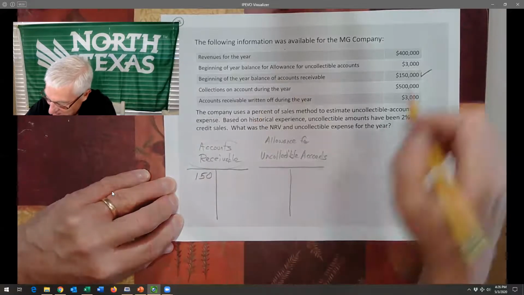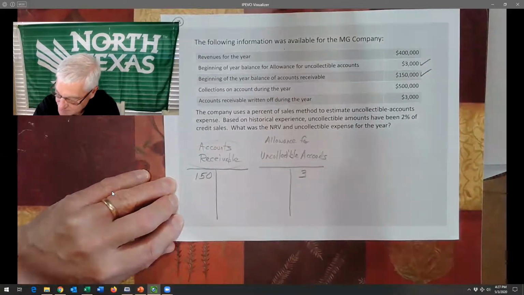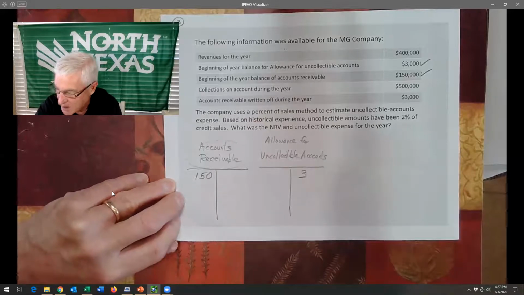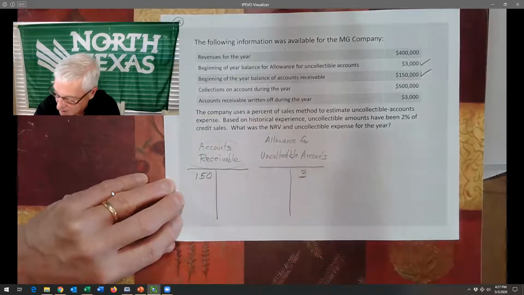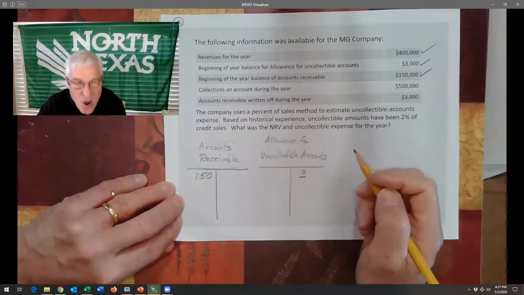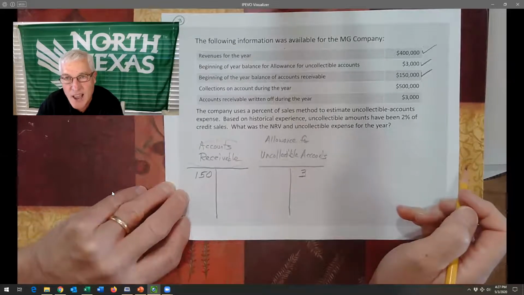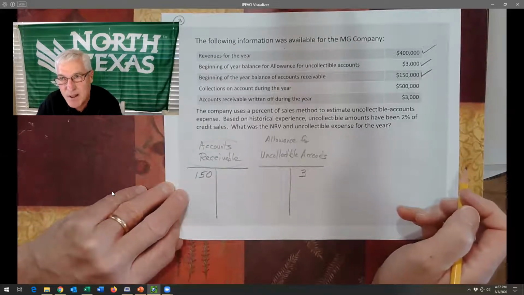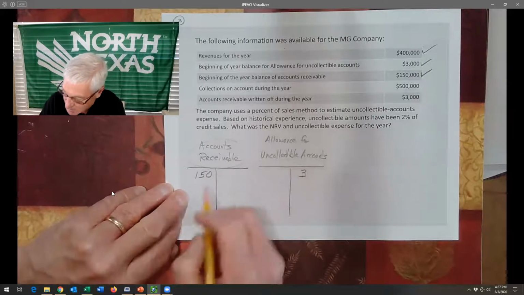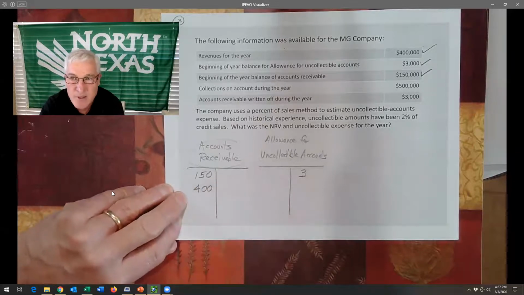All right. And then the beginning balance for the allowance was 3,000. So you have to kind of know from this problem, what's the normal balance? And the normal balance for the allowance for uncollectible is a credit balance. All right. Revenues for the year, 400,000. Well, I know that's a credit to revenues for 400,000, a positive number on the income statement, and it's credit to revenues, debit to accounts receivable. So I'm going to come here, put my debit in accounts receivable. Love it.